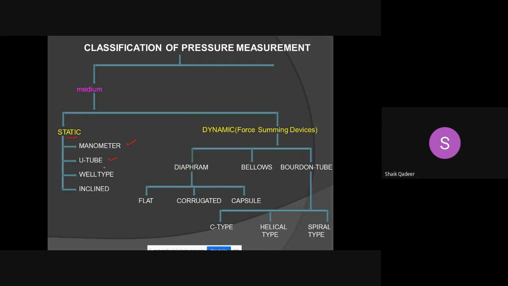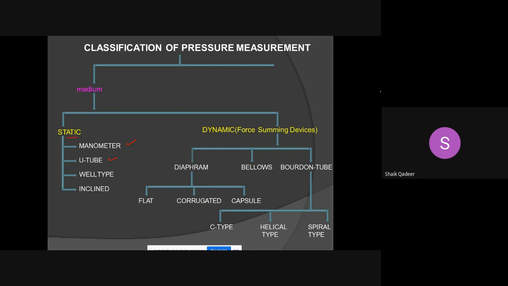Okay, what is important from this tree? The important thing is we need to understand how medium pressure measurement is classified. It is classified based upon whether the force is static or not. If the force or the pressure is static, we use these methods. If the force or the pressure is dynamic, then we use these means.